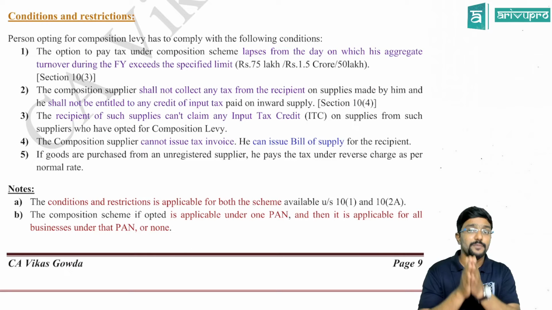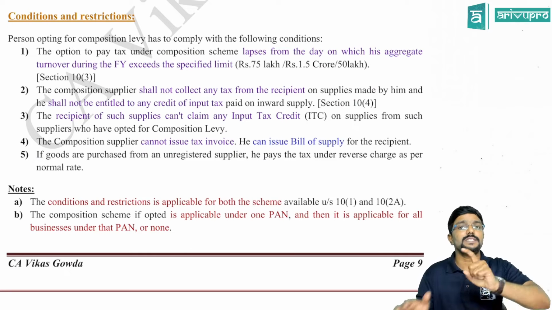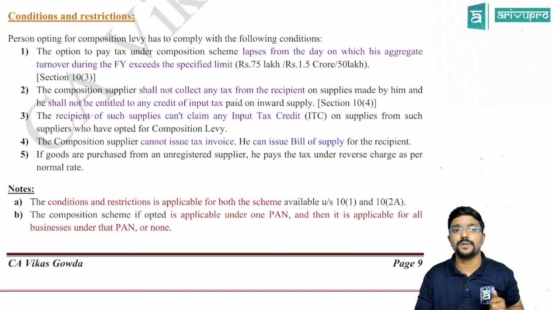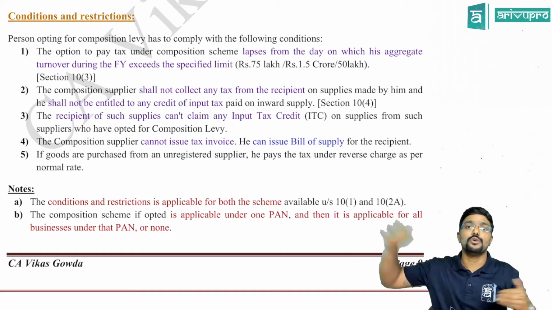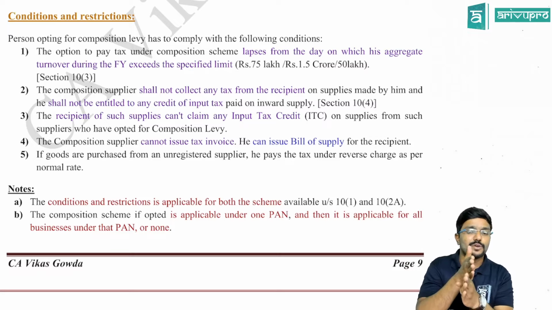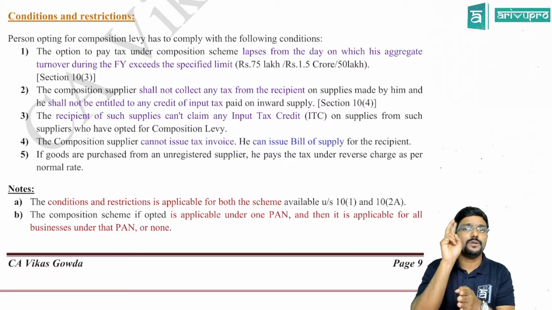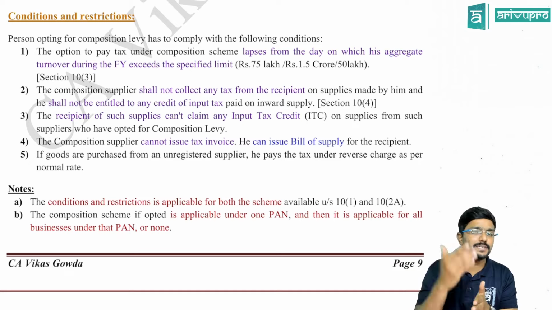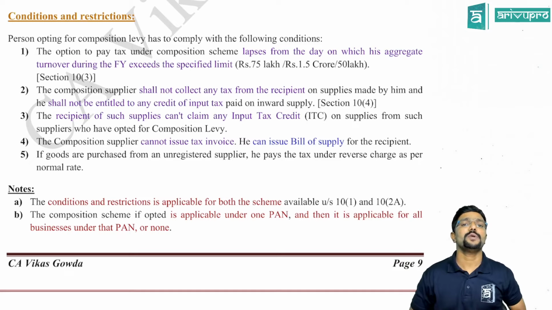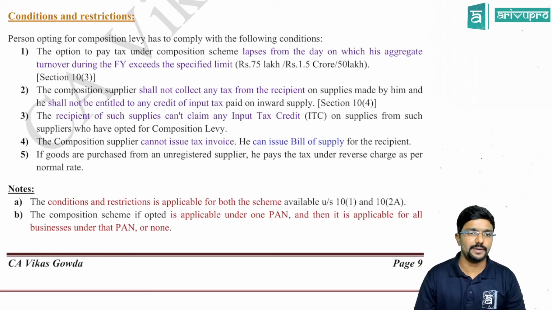See, at any time during the current year, to check the eligibility, we check the last year turnover. If it is within the limit, yes, in the current year you can opt. That doesn't mean that throughout the current year you will follow the composition scheme. During the current year, on any day, if you cross the limit of 1.5 crore or 75 lakh or 50 lakh, as applicable for you, then on the same day you have to go to section 9. You have to immediately switch to the normal scheme.